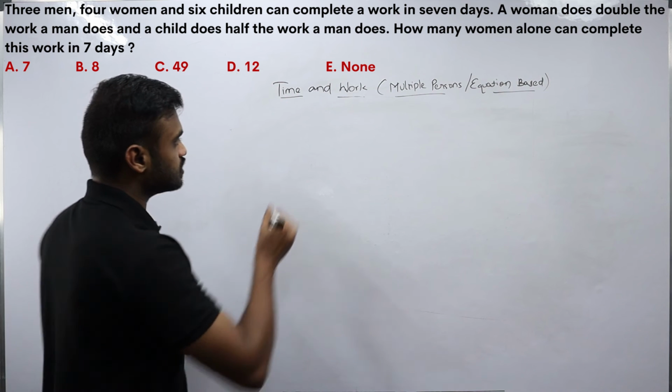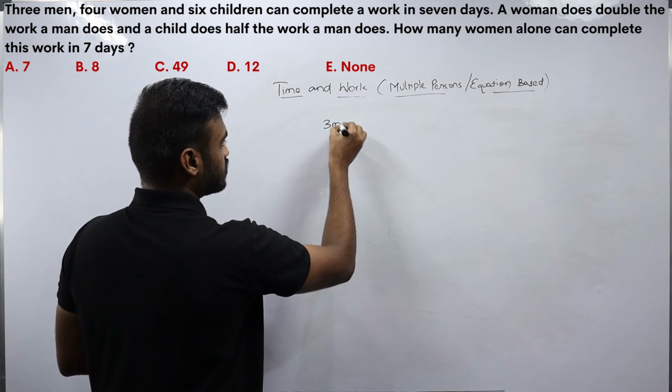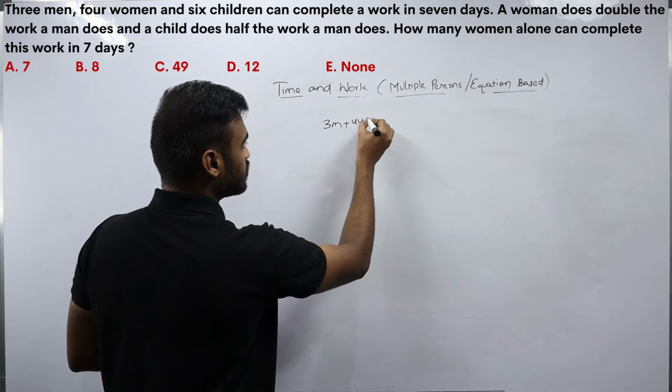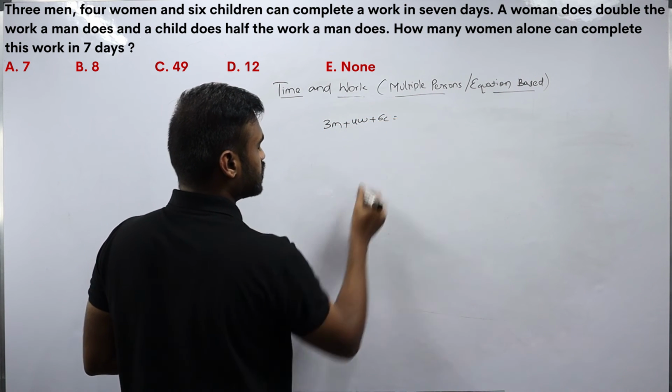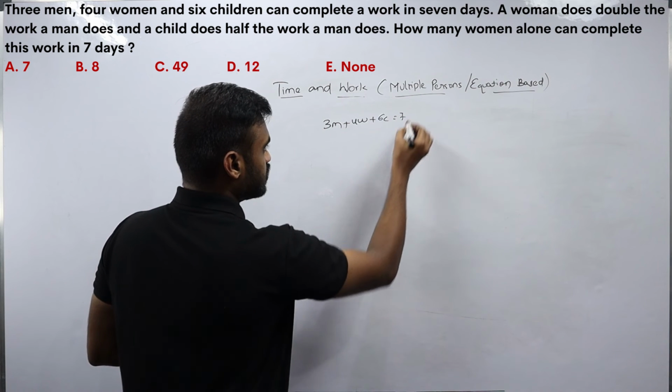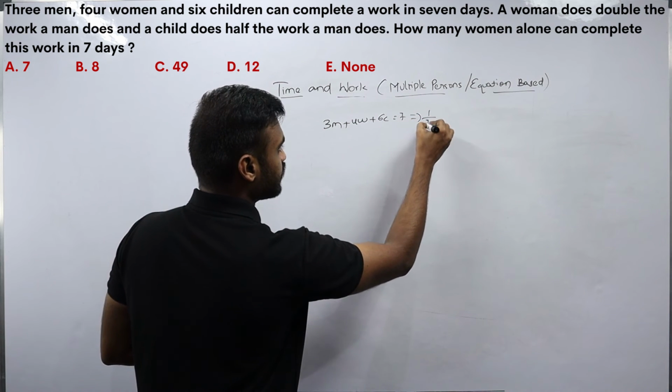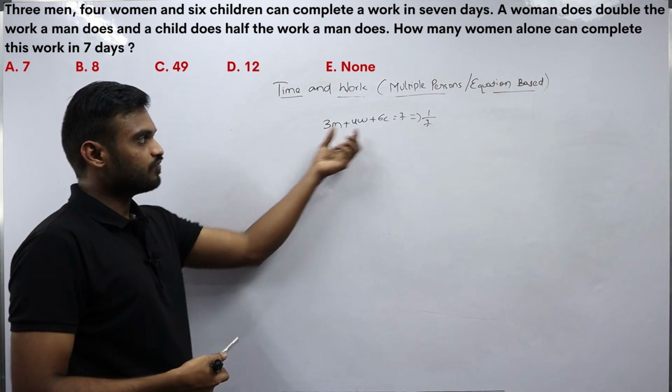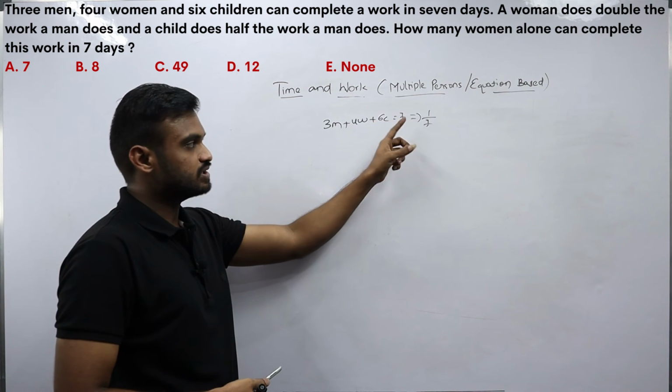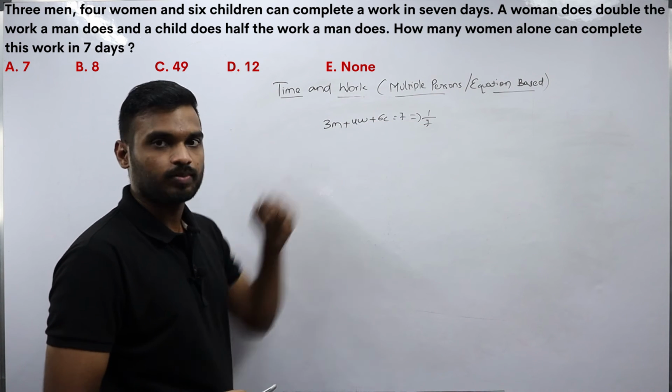Now they are saying that 3 men plus 4 women plus 6 children can complete the work in 7 days. That is, 1 day's work will be 1 by 7. So its 1 day's work will be 1 by 7.